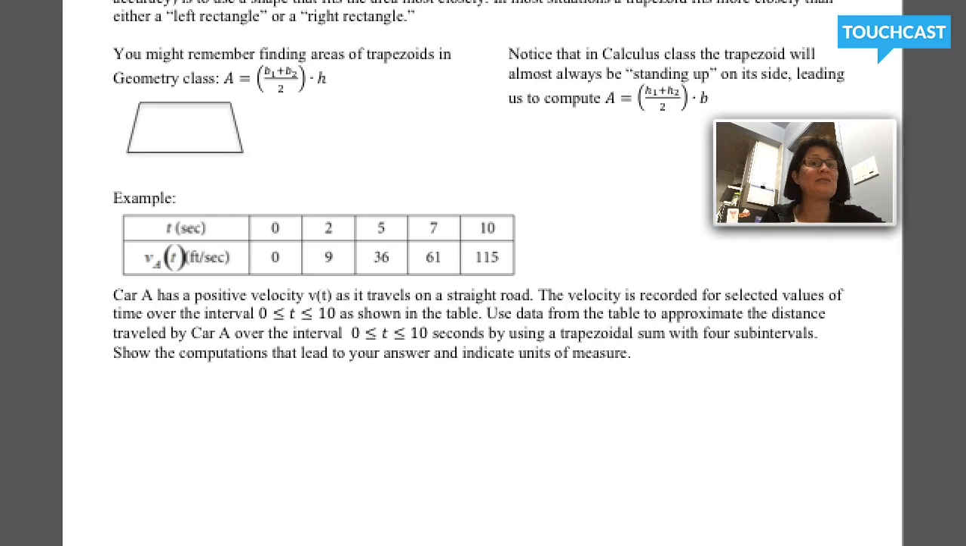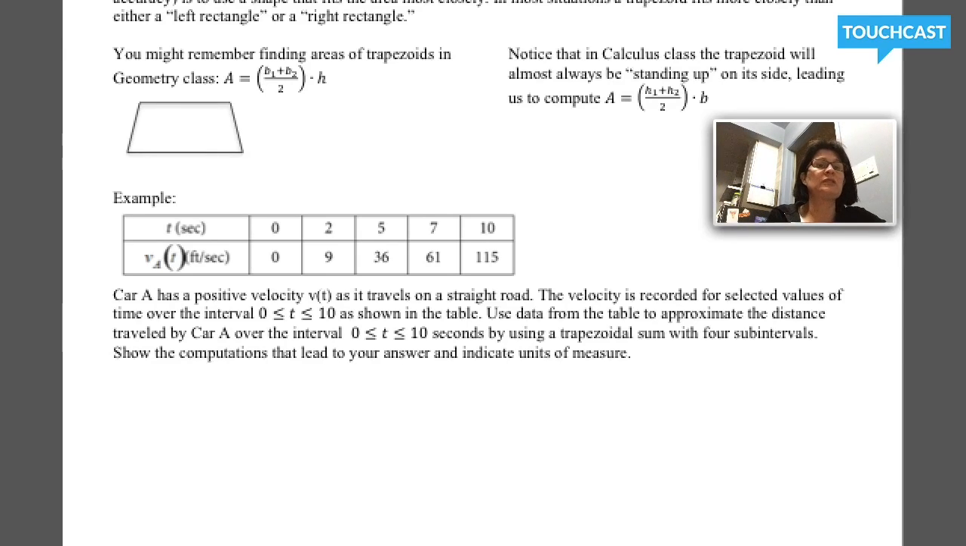Car A has a positive velocity as it travels on a straight road. Velocity is recorded and given here in this table for some time values on the interval from 0 to 10. Use data from the table to approximate the distance traveled using a trapezoidal sum with 4 subintervals.